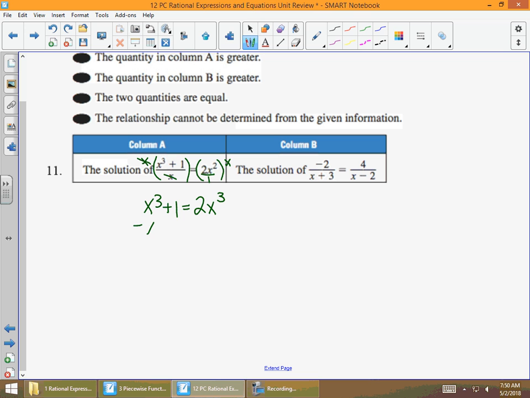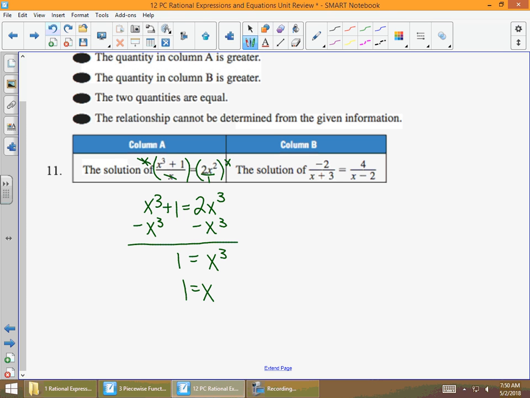So I'm going to subtract my x cubed over. Two x cubed minus 1x cubed is just x cubed. And the cube root of 1 is 1. All right, so we're going to work through the same thing in column B and compare our answers.